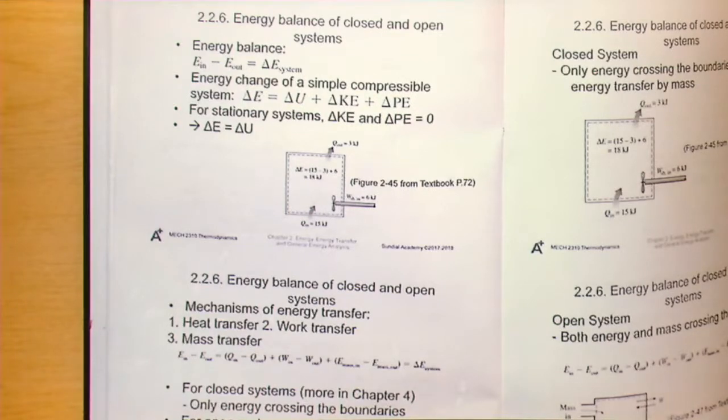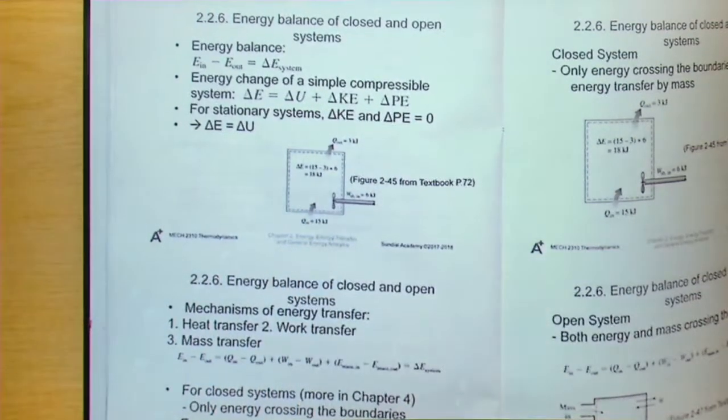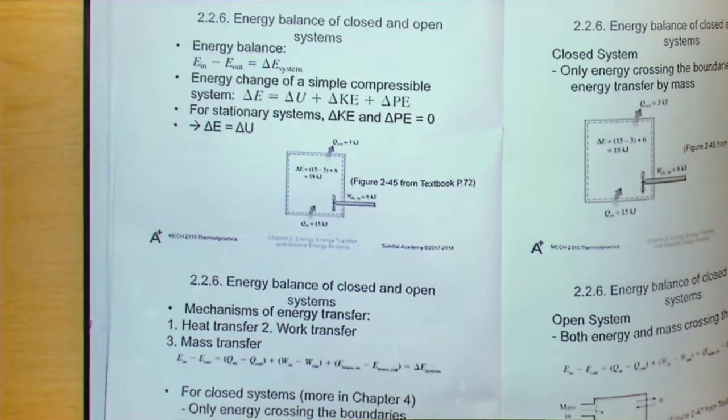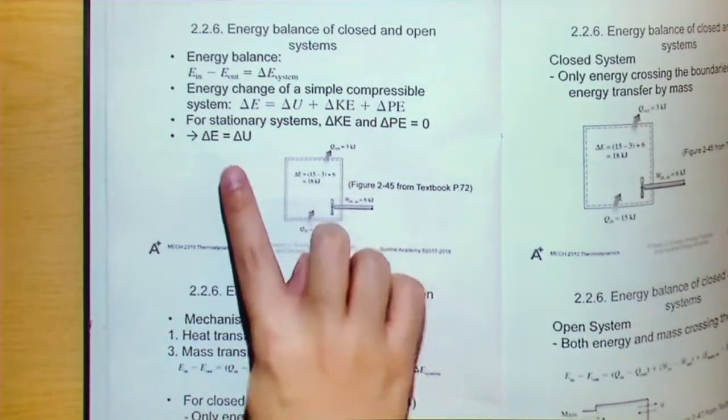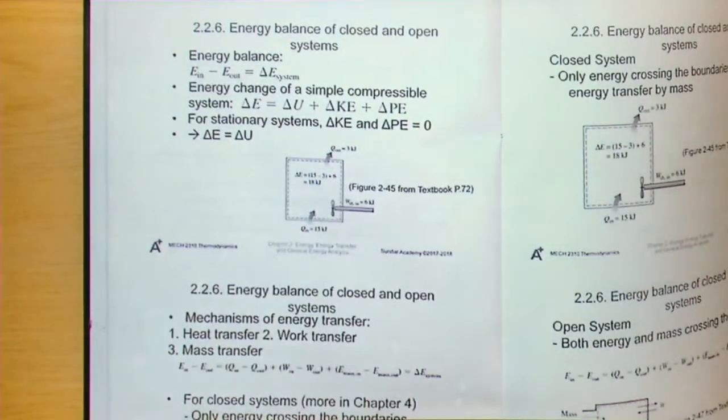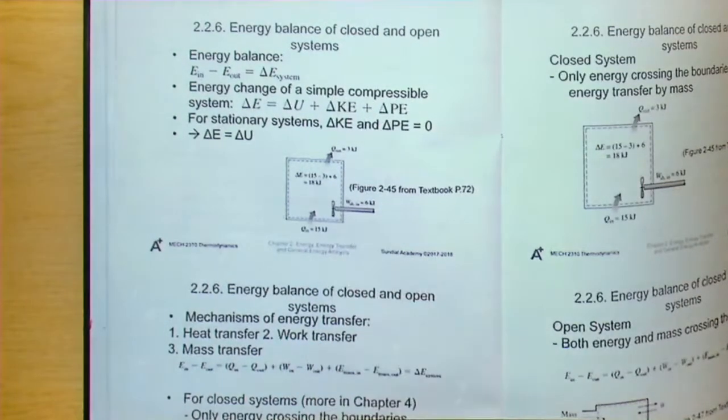For a simple compressible system, the energy change is only due to the change in internal energy, kinetic energy, as well as potential energy, because we just have these three kinds of energy inside a simple compressible system, so that we can write the change in energy of the system in this expression. For a stationary system, which is common to be seen in practice, there will be no change in kinetic and potential energy, so that this term vanishes and this term vanishes, so it becomes delta E equal to delta U.